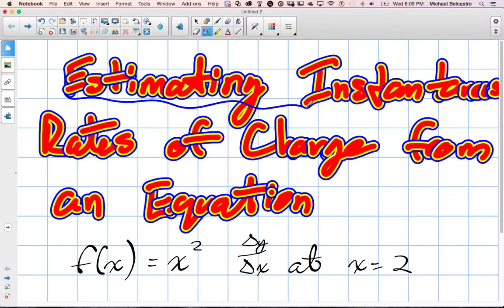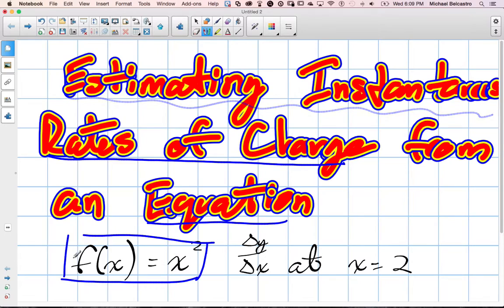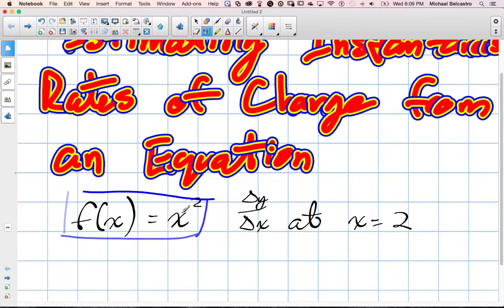Okay, so we're looking at estimating instantaneous rates of change from an equation. I've chosen an equation that you might be pretty familiar with. It's a quadratic. The function is f of x equals x squared. It's like the parent function of quadratics.